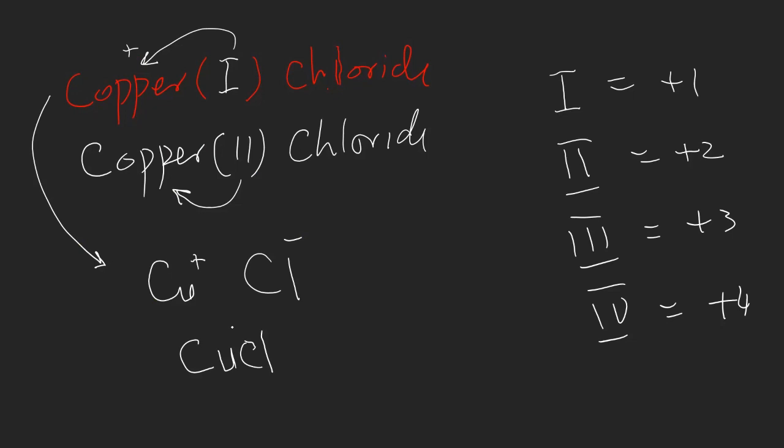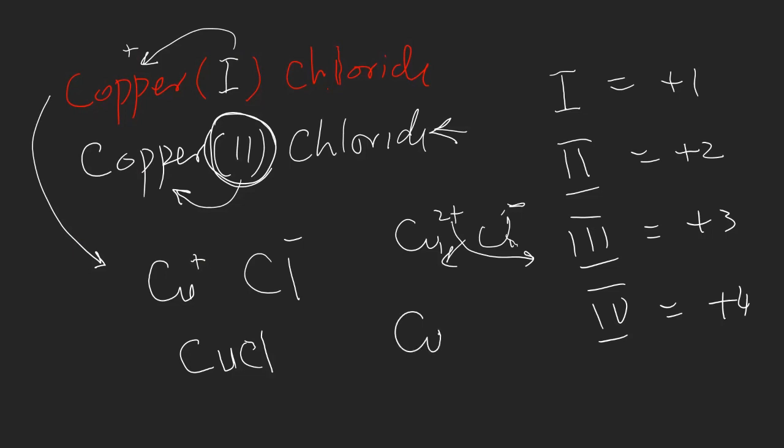On the other hand, if I have to write the formula for the second one, I'll write Cu2+. And how do I know that it's 2+? Because in the name, it says 2 here. And chloride is 1-. So we crisscross: this 2 goes there, and this 1 comes here. So the formula would be CuCl2. All right, so this is the basic concept. Let's have some more practice questions.